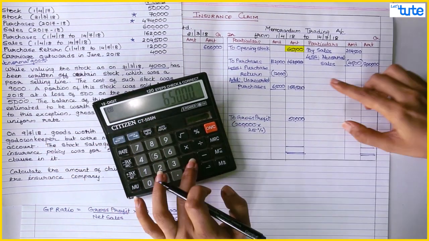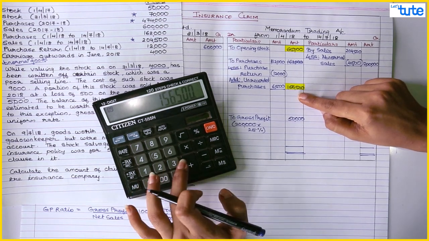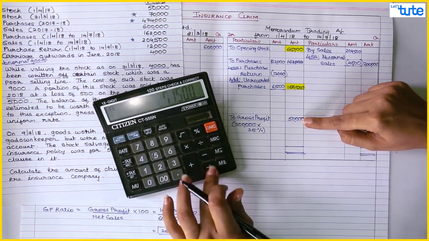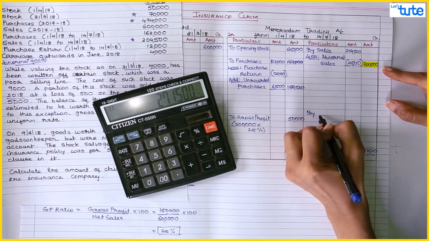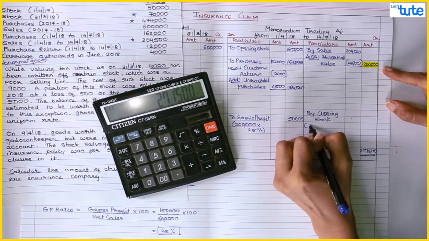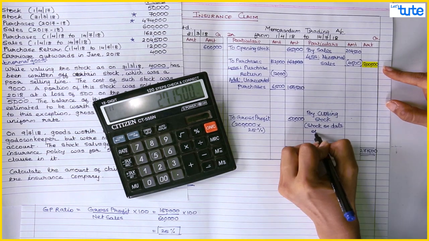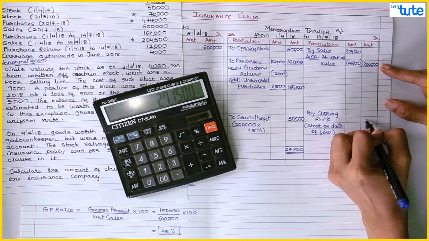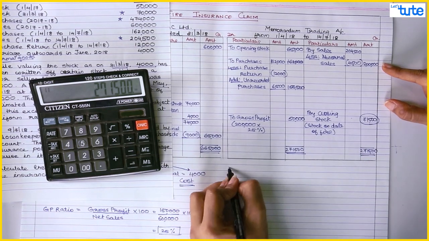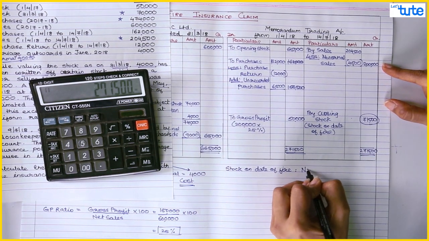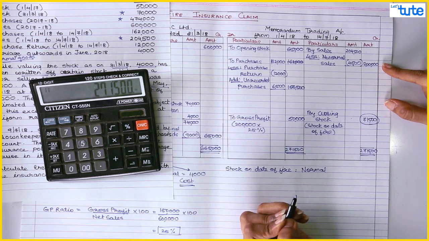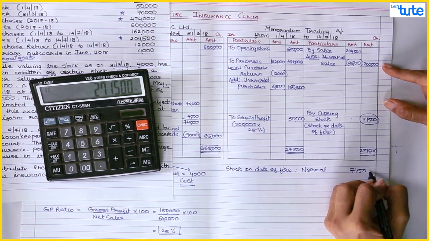So 65,000 plus 156,500 plus 50,000. So that is 271,500 minus 2 lakhs. So the closing stock, this is your stock on date of fire. 271,500 minus 2 lakhs is 71,500. Finally, stock on date of fire. Now these are your normal goods on which you earn normal gross profit, 71,500.